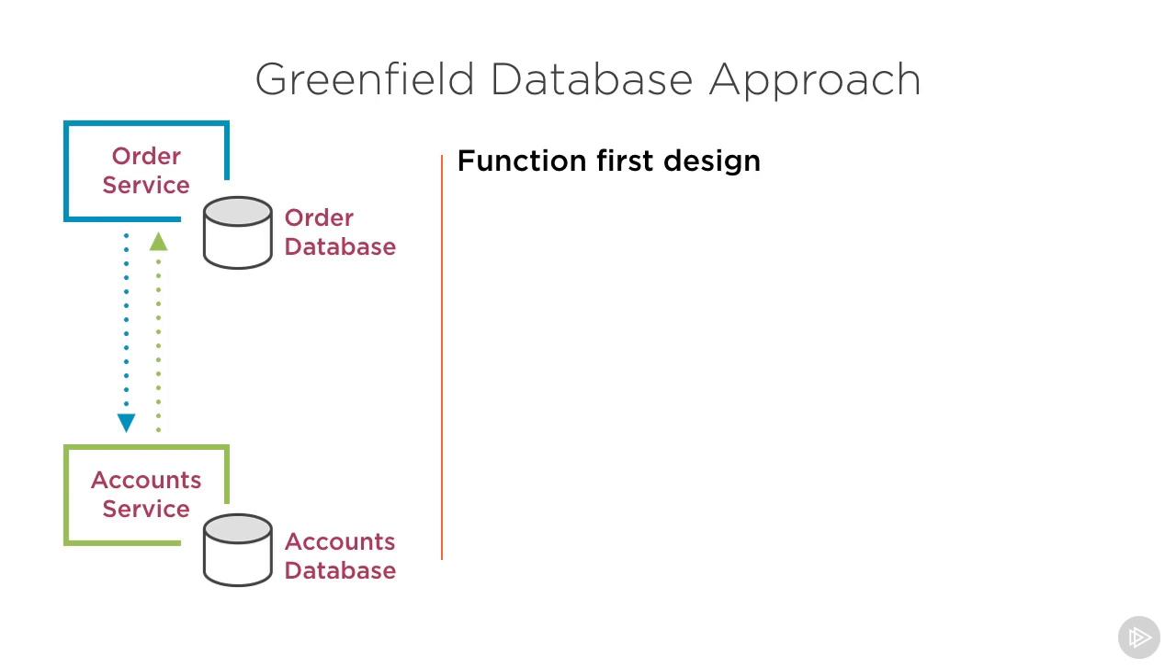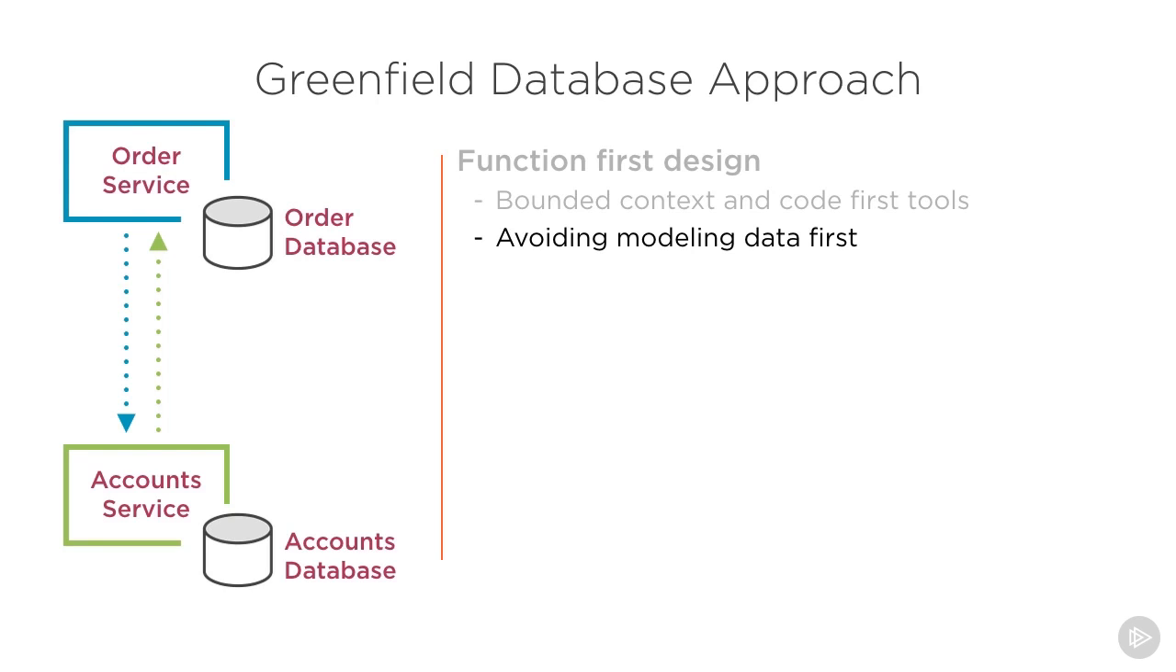The first idea is to use function first design, i.e. define your microservice first using techniques like the bounded context, and then once you've defined your microservice, as part of the bounded context, you'll define the models which will become your database, and then on top of that you can use code first tools to actually implement your database from those models. And the other key takeaway from function first design is that we avoid modeling the data first. Model the microservice first using bounded context, and that will automatically define the models that form your database.